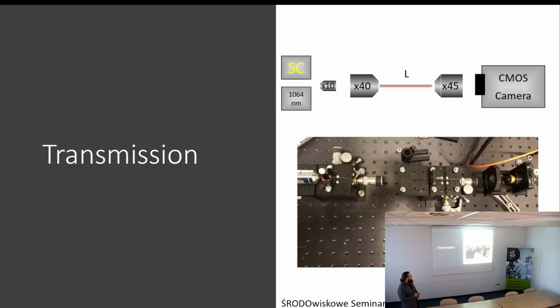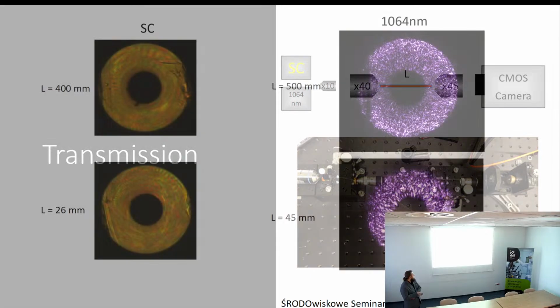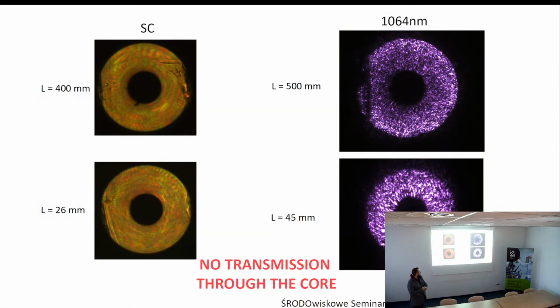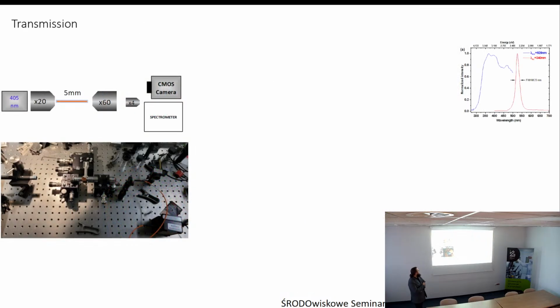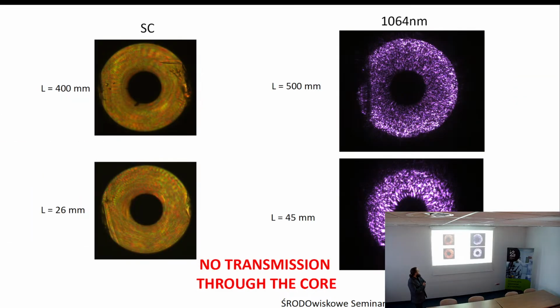But of course, what's more important in fibers is transmission. So we started with infrared and the supercontinuum to check how it works. Unfortunately, we have no transmission through the core. So probably the crystalline core quality is not as good as we expected, even with long fibers and short fibers.